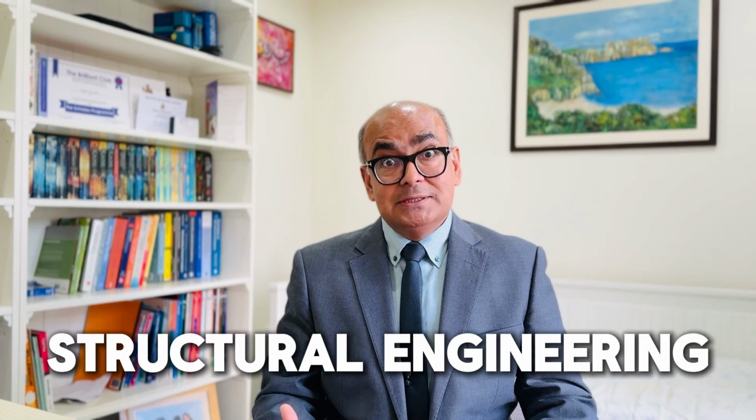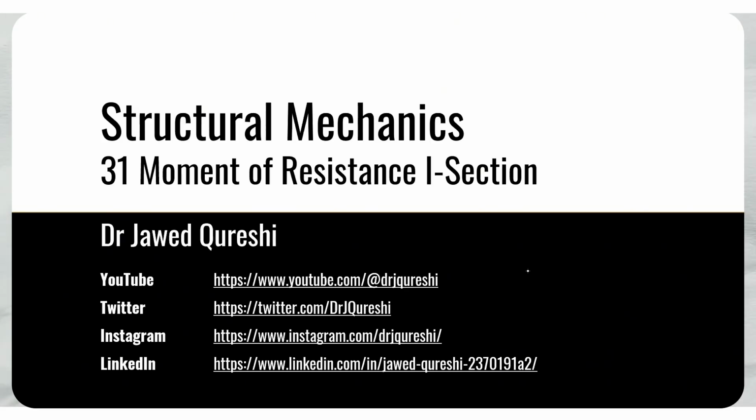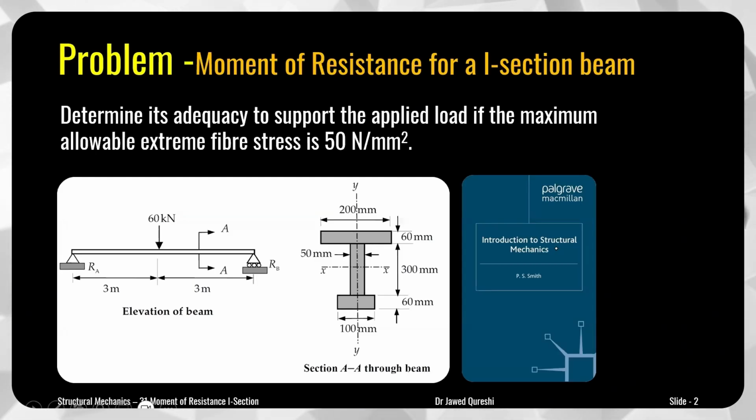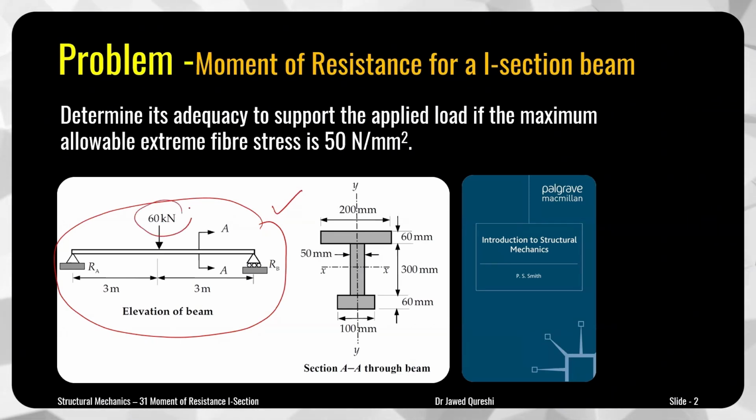In here we talk about structural engineering. This example is about moment of resistance of I section, and I section is an unsymmetrical section. We have to determine if this beam, which is shown over here, is adequate to support applied loading, which is 60 kilonewton. And here allowable fiber stress is 15 Newton per millimeter square.